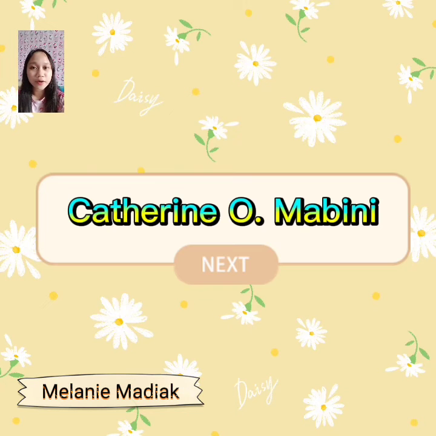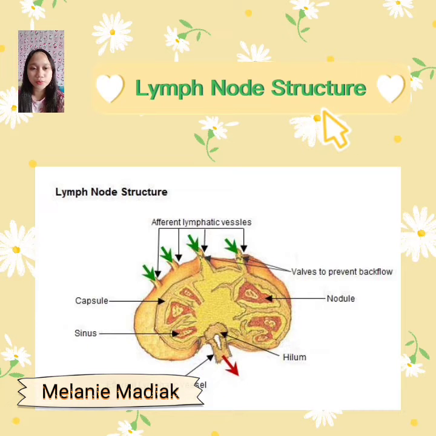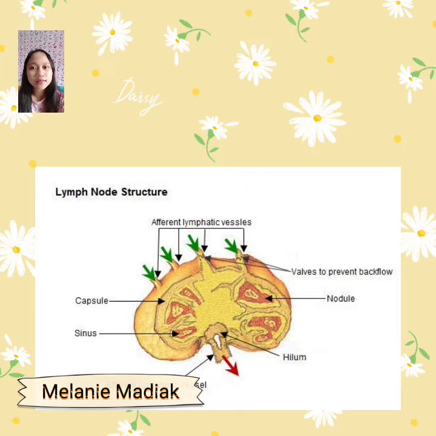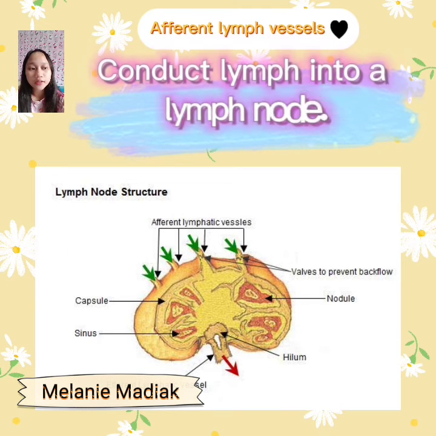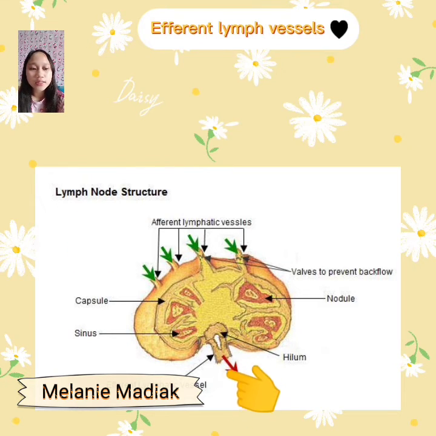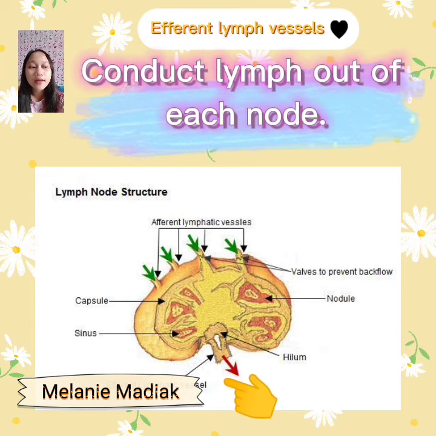Good day to everyone. I'm Catherine Omabini. I'll discuss the lymph node structure. The first is afferent lymph vessels. They conduct lymph into a lymph node. The second is efferent lymph vessels. They conduct lymph out of each node.